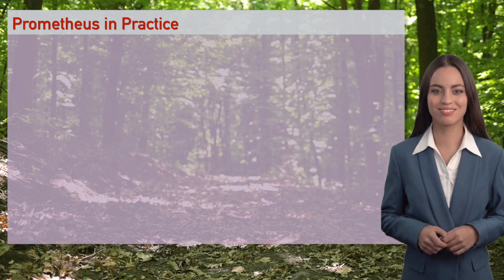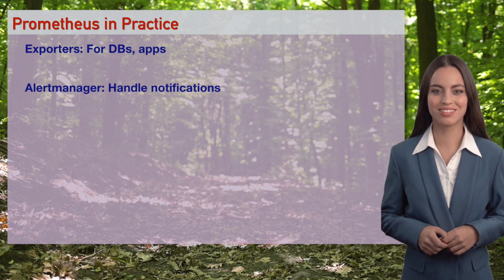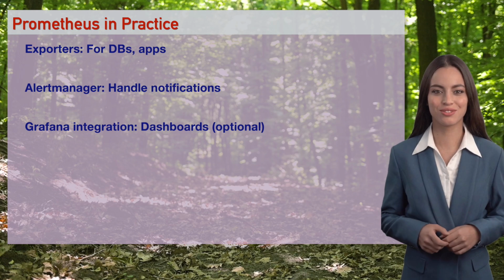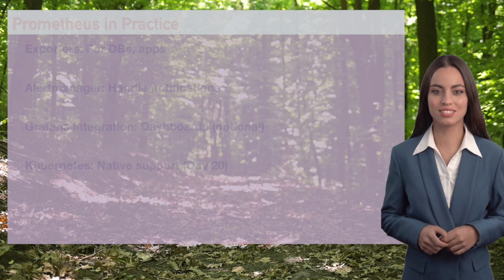Prometheus in practice. Use exporters to collect metrics from databases, hardware, or apps not natively instrumented. Alert manager groups and routes alerts to channels like email or Slack. Integrate with Grafana for rich, customizable dashboards. In Day 20 Kubernetes, it has native support for auto-discovery of pods and services.